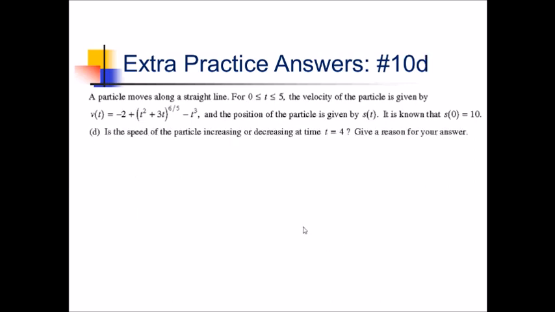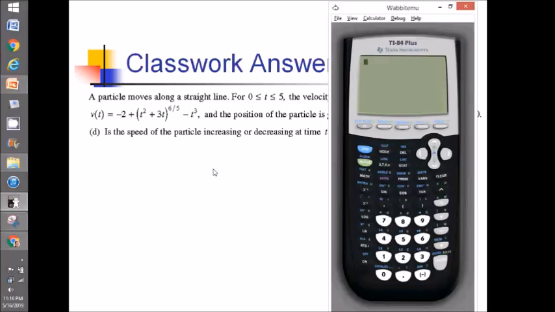For this last part, we want to know is the speed of the particle increasing or decreasing at time 4, and give a reason. So we're going to figure out if we have the same sign or different signs for velocity and acceleration at time 4. That's how we figure out if the speed is increasing or decreasing. So let's do velocity first. Now on my calculator, I already have this velocity function in my y1, so I'm just going to do alpha trace y1 and then just plug 4 into that to get negative 11.476.